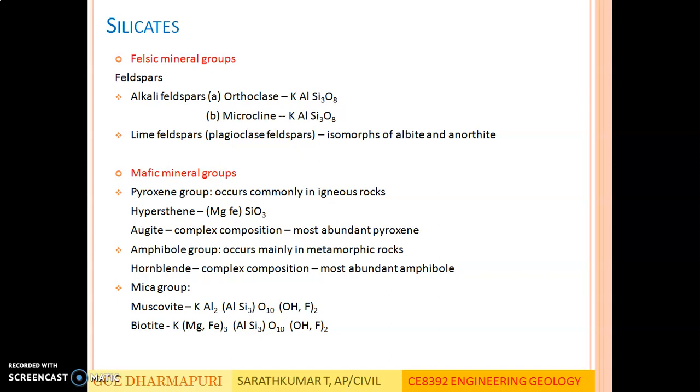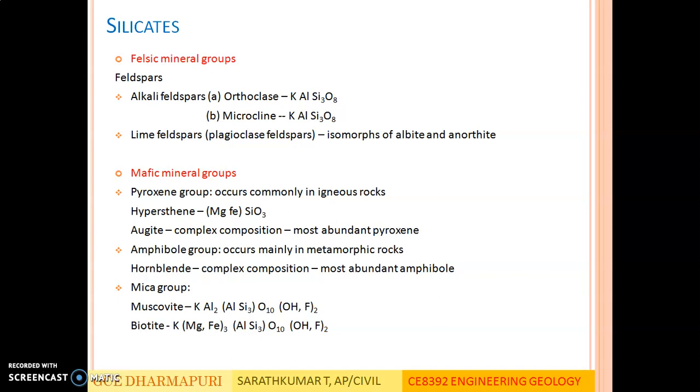So this slide is very important. Almost 80% of rock forming minerals are given in this slide, and these are the only minerals we are going to study in this unit as part of the silicate groups. The first group is feldspars. Felsic mineral group, feldspars. Feldspars are again subdivided into two classes: alkali feldspars and lime feldspars.